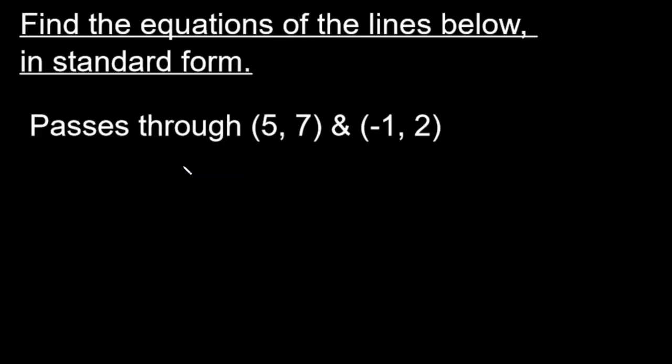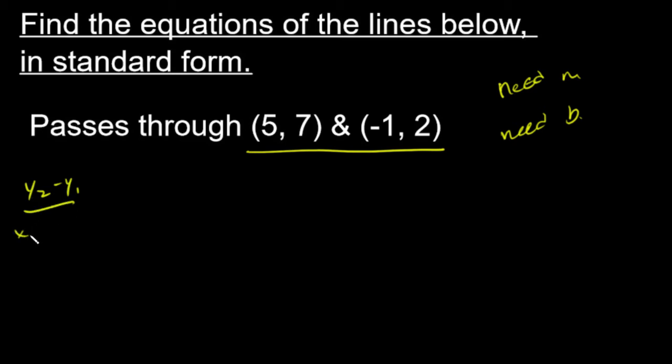Again, find the equation in standard form. So we know how to get this into slope-intercept form. You need m, and then you need b. So find m, and that's the slope formula: y sub 2 minus y sub 1 over x sub 2 minus x sub 1.